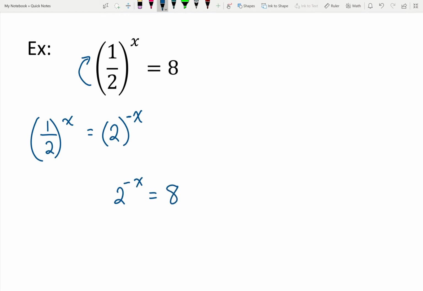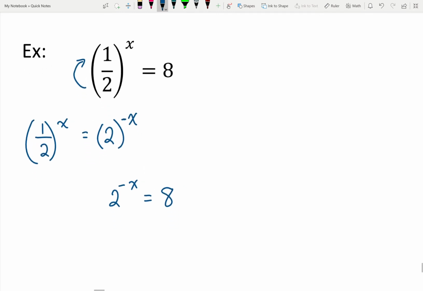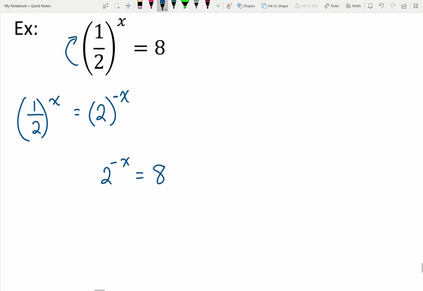Now I can look for an easy base. And the base that we're going to be looking for is 2. How can I write 8 in terms of base 2? Well, that's 2 to the 3rd.